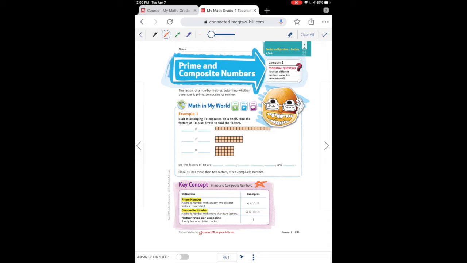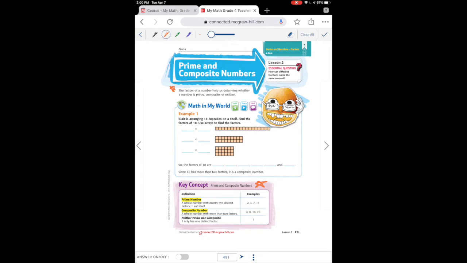Okay, so if you look down here, where it says key concepts, those are the 3 things we just talked about, those 3 definitions. So if you forget what a prime number is or a composite number, come back to this section right here, okay? Read up at the top right here. The factors of a number help us determine whether a number is prime, composite, or neither. So yesterday we worked on factorization. So now we can use factorization to help decide if a number is prime or composite.